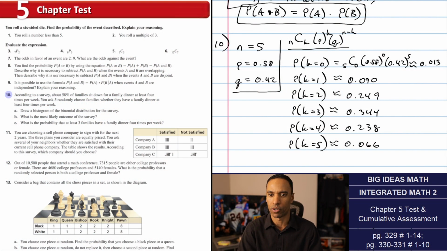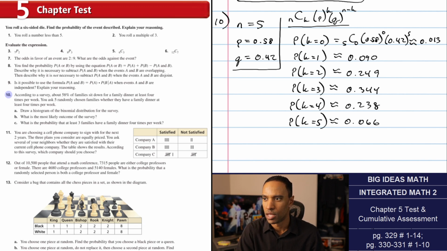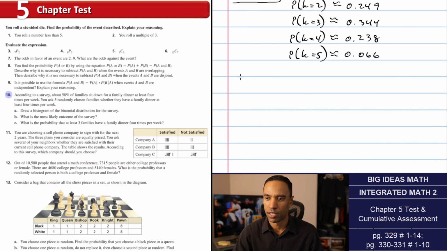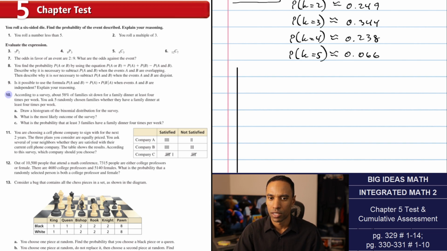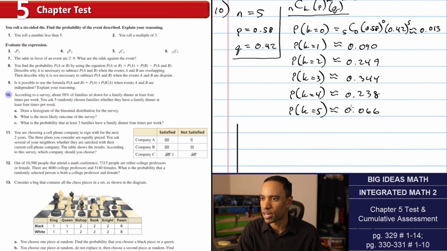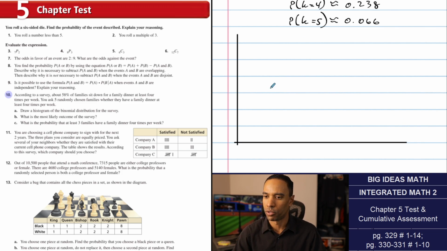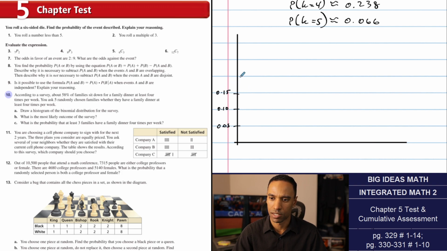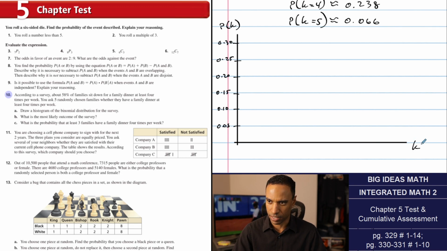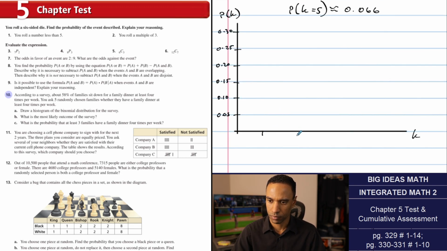Now we go to the histogram portion. Here we're going up to, what's the highest percentage? 30-something percent. So I'll make sure to do multiples of 5. So we'll go 5%, 10, 15, 20, 25, and 30. This is probability of K, and K is the different values 0 through 5. So 0, 1, 2, 3, 4, 5.